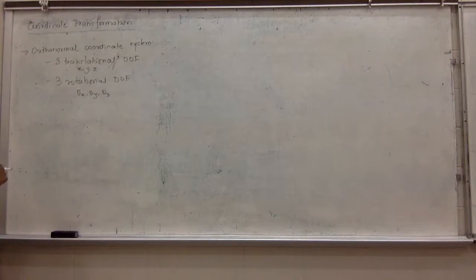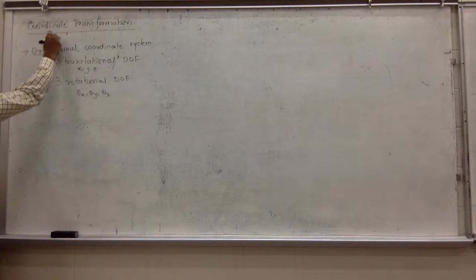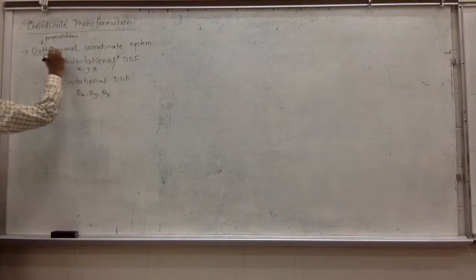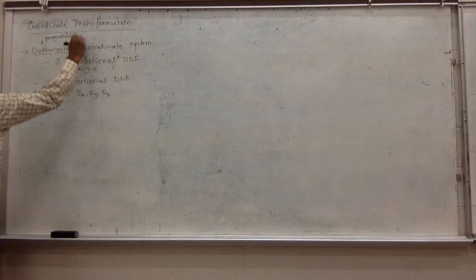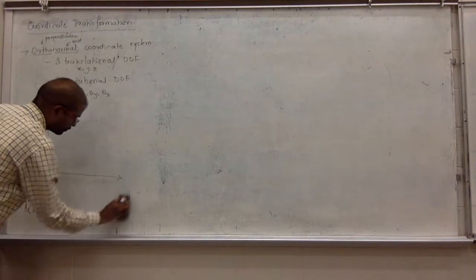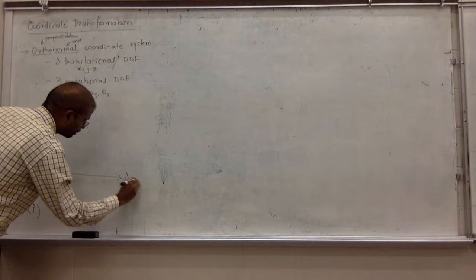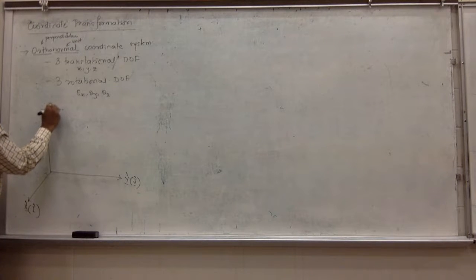What is this orthonormal coordinate system or orthonormal basis? Ortho is what? It just means perpendicular. Okay. Normal is unit. We already talked about this. Let's say this is your X or I. This is Y or J, and this is Z or K.